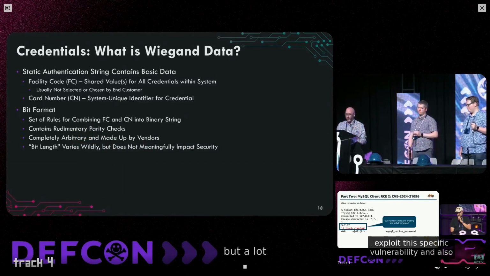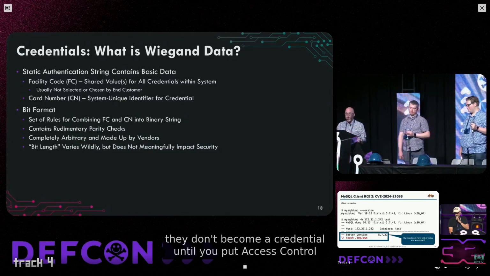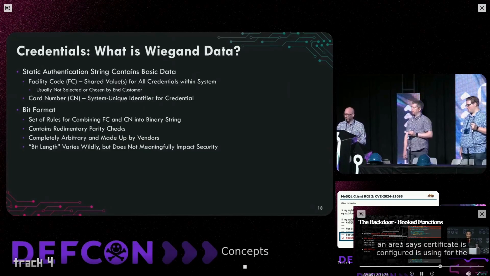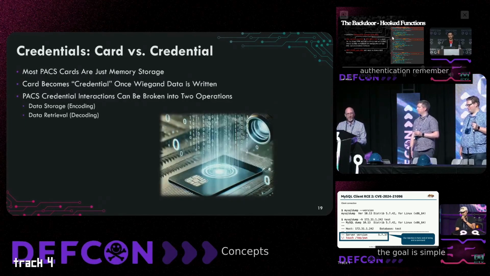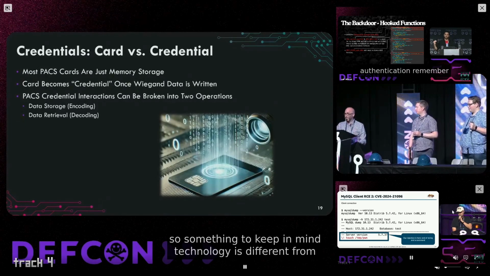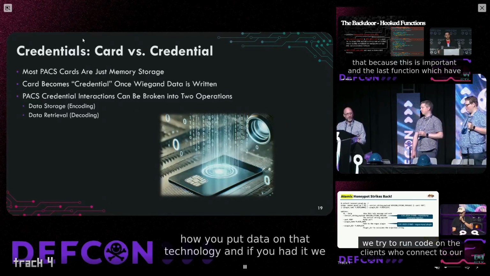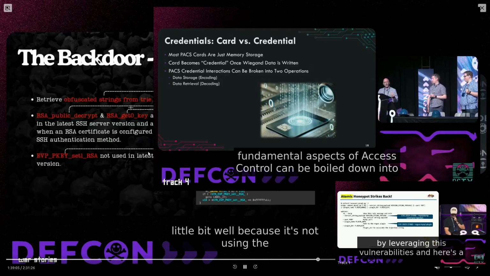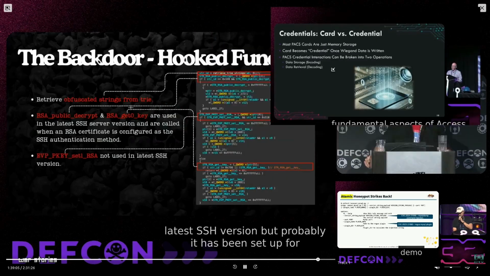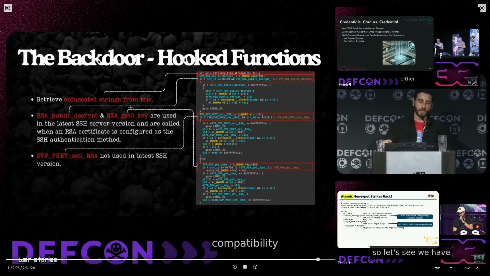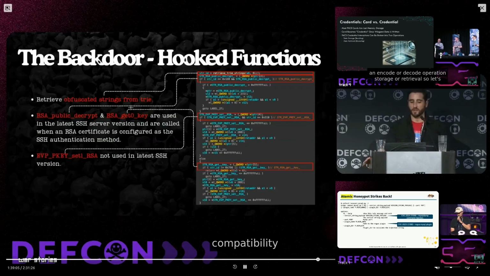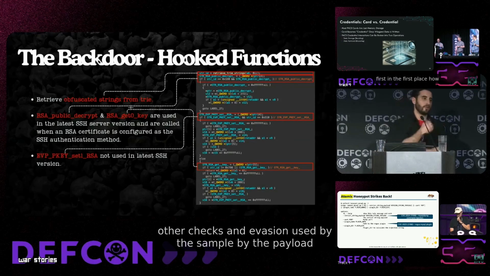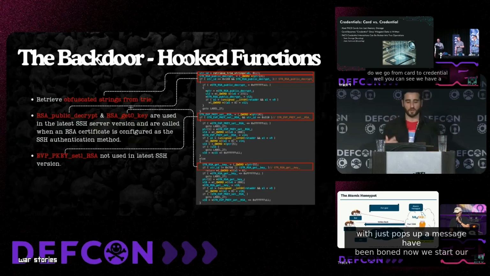So as I said, there are function hooks that have been added by the payload itself. First, what it is doing is retrieving obfuscated strings from the tree structure. And the strings which are important here are the RSA public decrypt function, which is a hook, and the RSA get zero key function, which is also a hook. These two functions are used in the latest SSH server version and are called when an RSA certificate is configured and used for the authentication. Remember that because this is important.